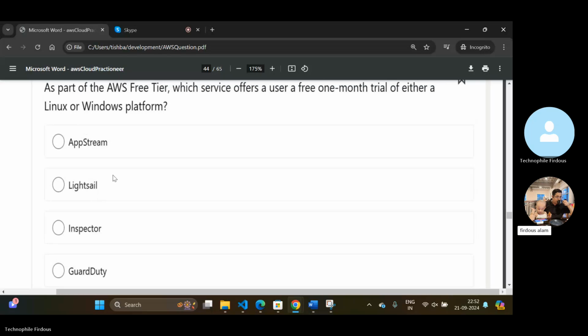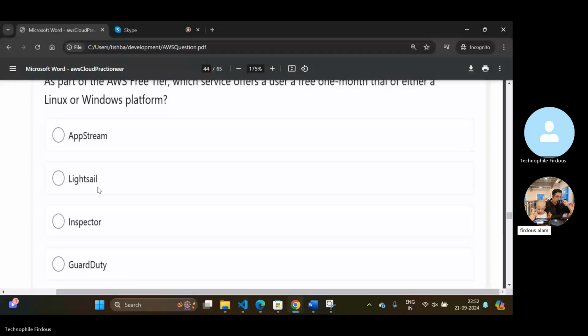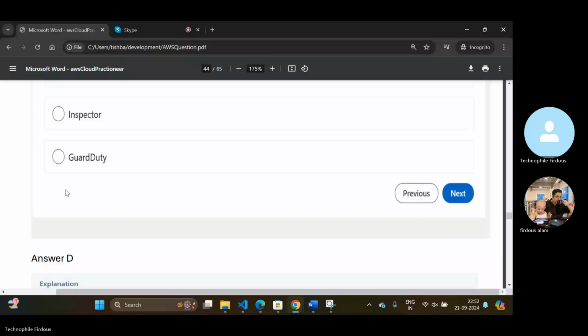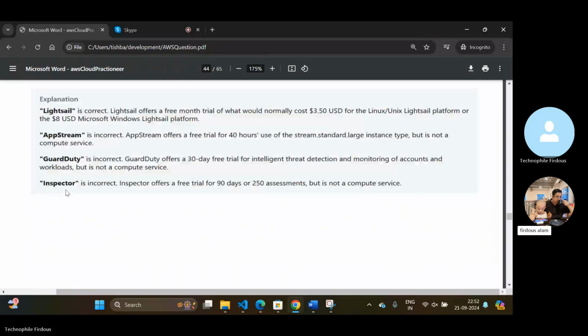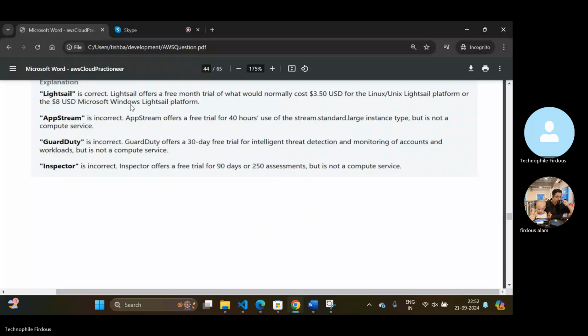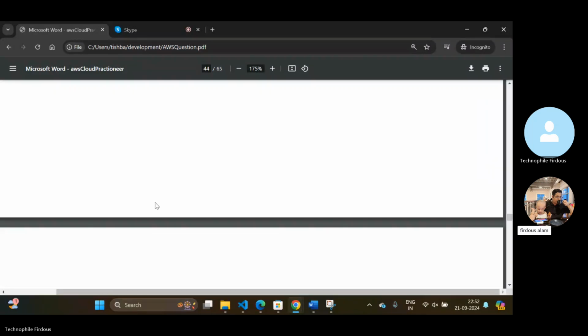So Lightsail gives you a free 1 month trial of either Linux or Windows. The correct answer is Lightsail. You can see why Lightsail is the correct answer. Why not GuardDuty? Let's go to the next question.